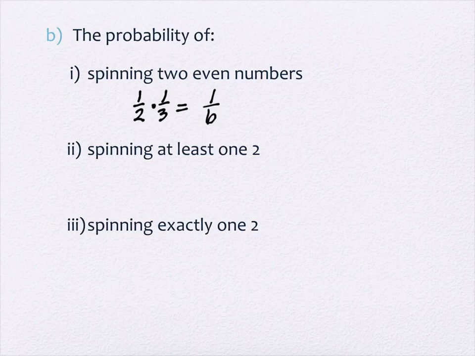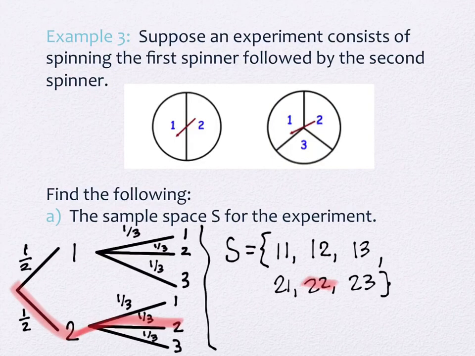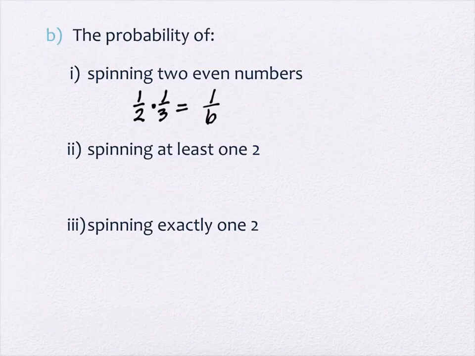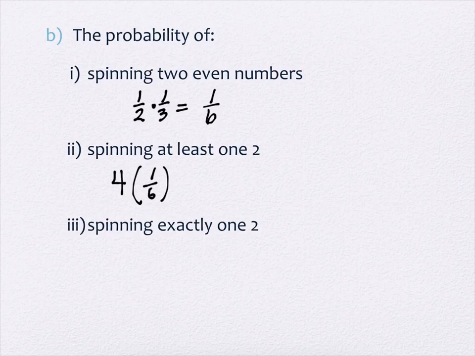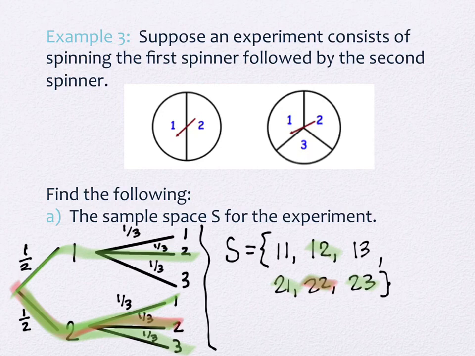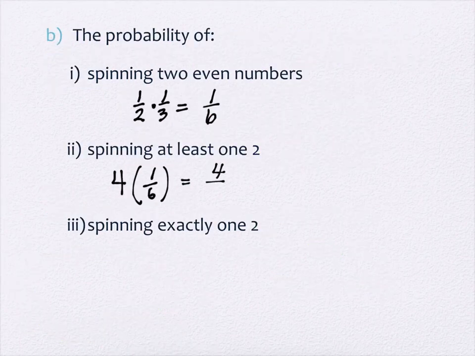The next question says, spinning at least one 2. At least one 2 means anything that has a 2 in it. So I'll change colors. We'll do green. This one has a 2 in it. This one, and this one. How many green branches was that? How many did I highlight? 4. Or you can count them up from over here: 1, 2, 3, 4. 4 of them have at least one 2 in them. At least one 2 means one or more 2s. So I have 4 branches that are each 1/6, if I'm thinking about it from the tree diagram. Or you can simply count that I have 4 out of the 6 options here. Either way, this is 4 out of 6, which reduces to 2 out of 3.